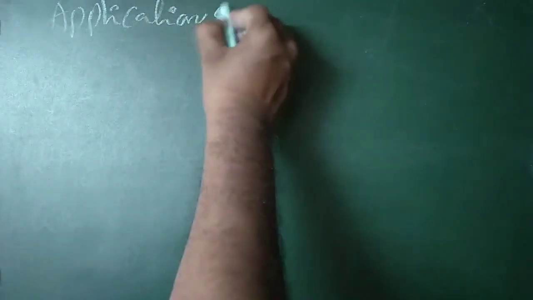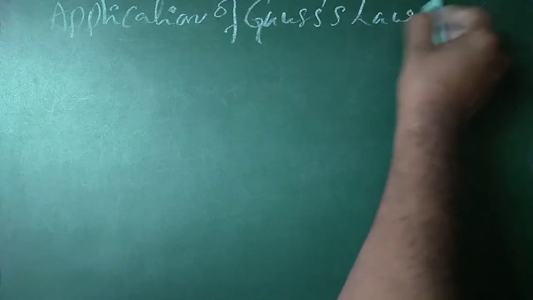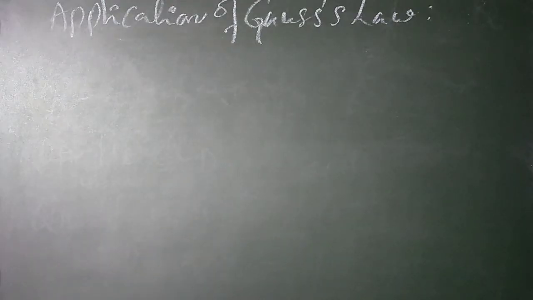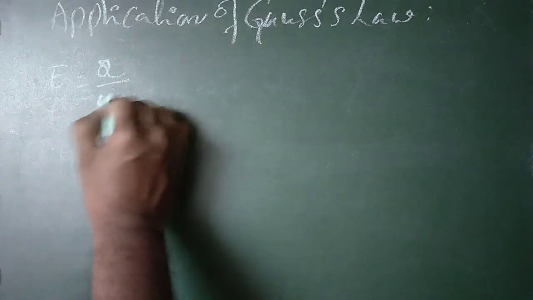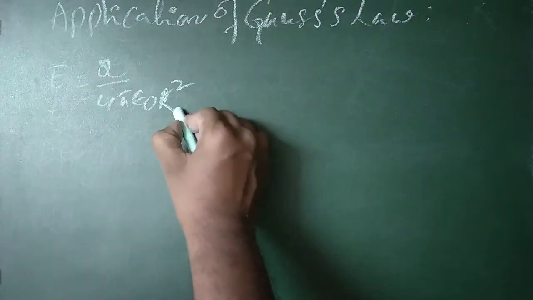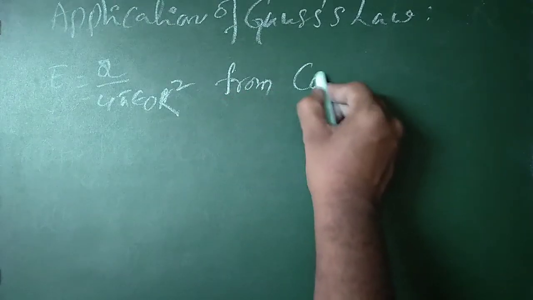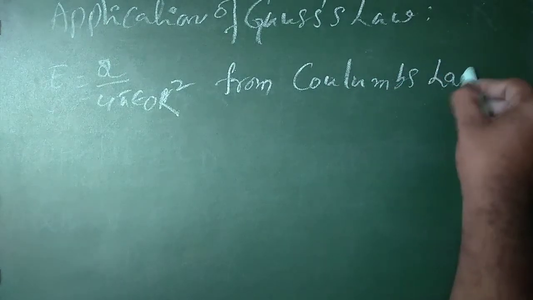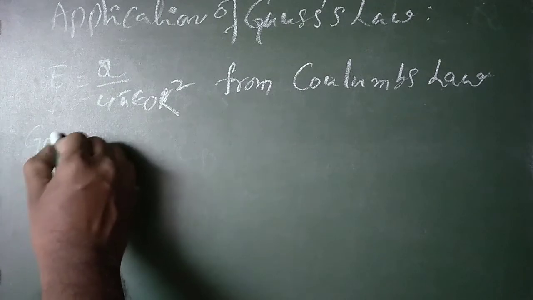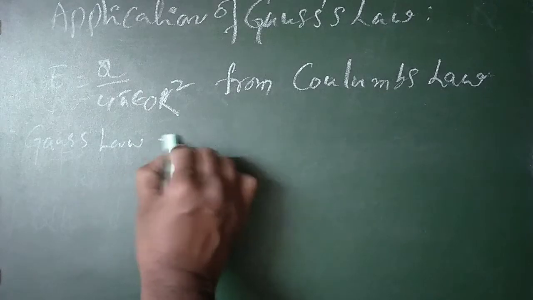Application of Gauss law. Gauss law is used to find out the electric field intensity. We know E equals Q by 4 pi epsilon naught R square from Coulomb's law. How are we going to find out E?